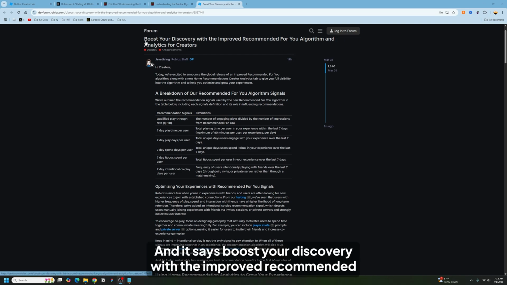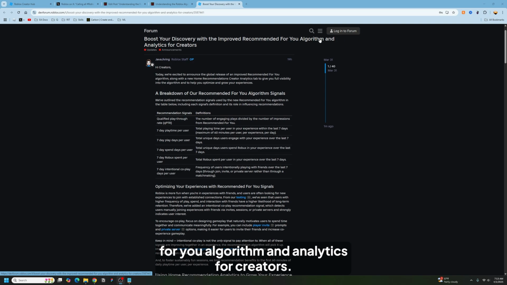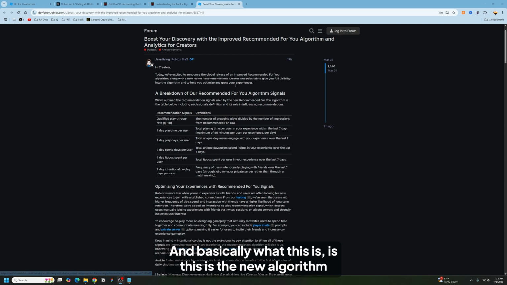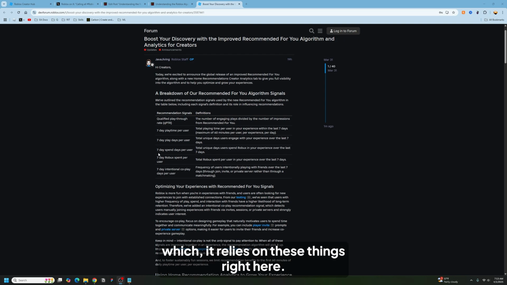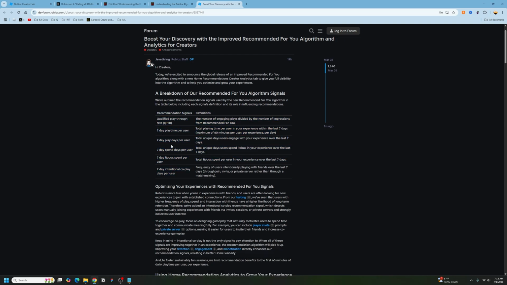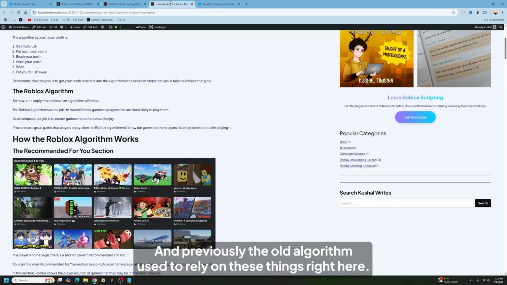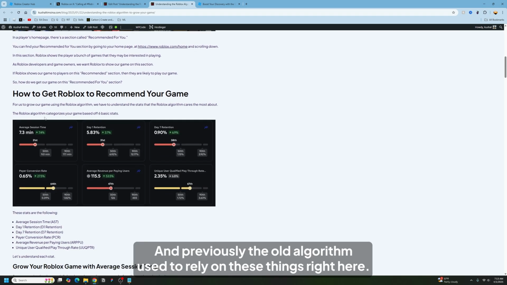Alright, so basically this is a post from official Roblox staff, and it was posted 19 hours ago, and it says, boost your discovery with the improved recommended for you algorithm and analytics for creators. And basically this is the new algorithm, which relies on these things right here. And previously, the old algorithm used to rely on these things right here.